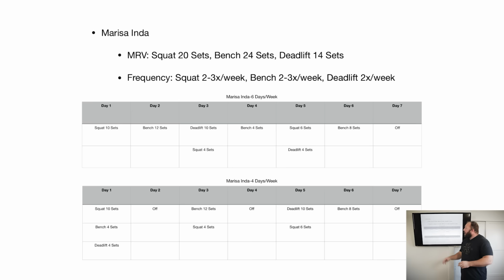Just on the previous slide, we saw that Marissa is going to squat 2 to 3 times a week, bench 2, probably 3 times a week, and deadlift 2 times a week. Taking her MRVs from the finding your MRV video, we divide up 20 overloading sets of work dedicated to improving the squat, 24 sets in the bench, and 14 sets in the deadlift. There are a couple of different ways we can divide this up.